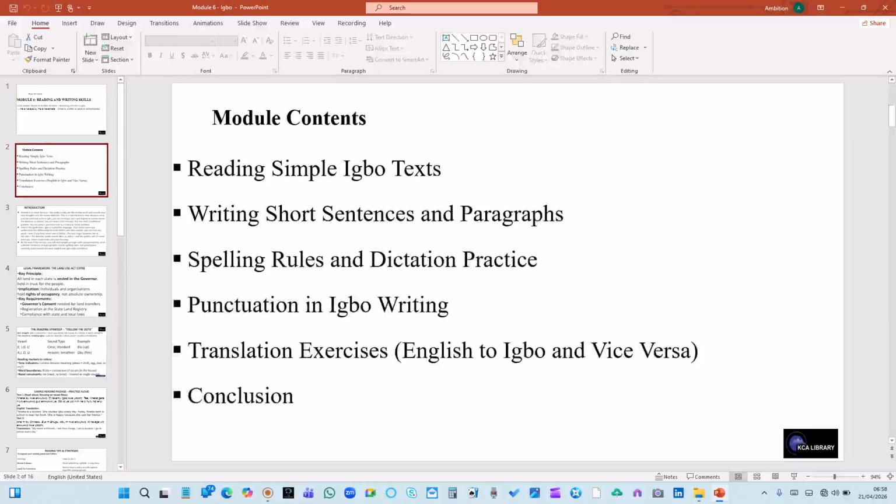The module content we shall be looking at in this module includes reading simple Igbo text, writing short sentences and paragraphs in Igbo. We'll further look at spelling rules and dictation practice. We'll also look at punctuation in Igbo writing. We'll further look at translation exercises, that is English to Igbo and vice versa, before we draw our conclusion.